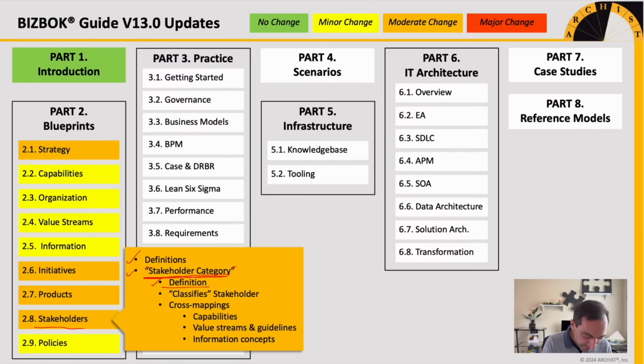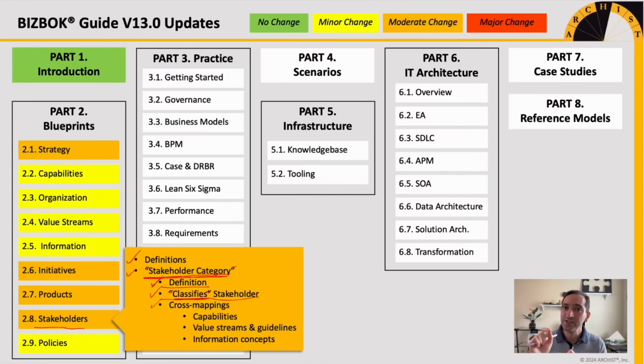So along with the stakeholder category, now we see the relationship to the stakeholder, and that's classified as a relationship. So a stakeholder category classifies different stakeholders into, again, three different categories: human resource, partner, customer. And also the cross mappings to capabilities, value streams, and information concepts.